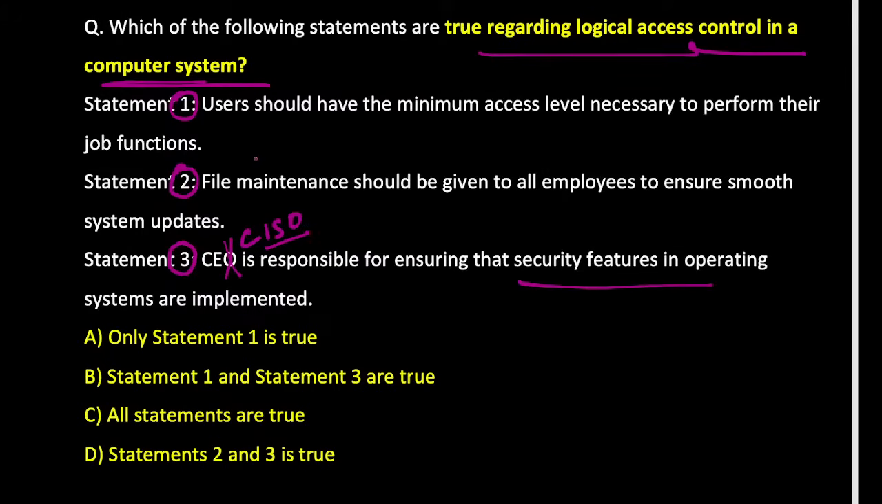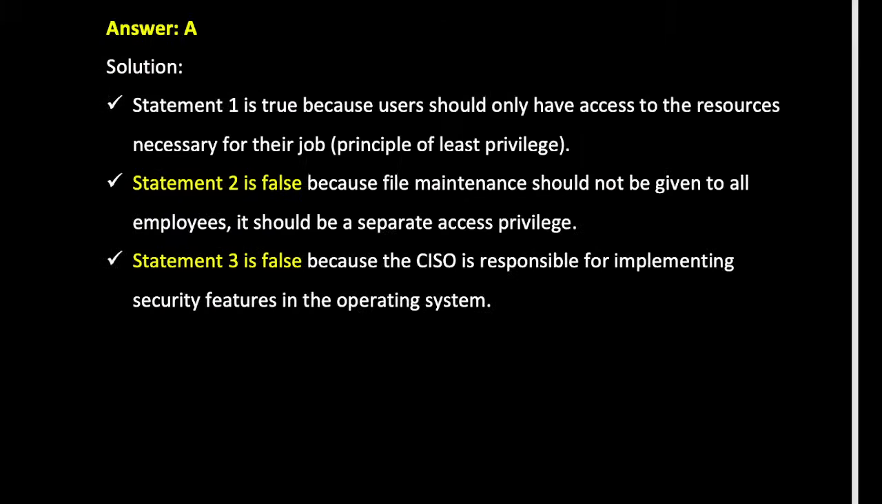So first, user should have a minimum access level necessary to perform the job functions. File maintenance should be given to all. No, not all, only authorized. ठीक है. So 2 and 3 are wrong. What we have to find out is the correct one, that means only one will be the right answer in this particular case. A will be the right answer for this particular one.